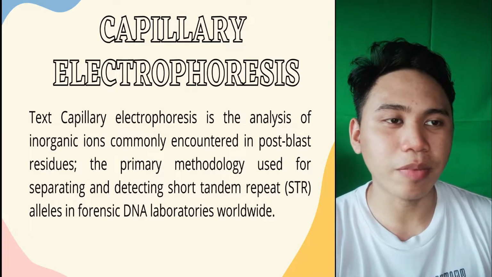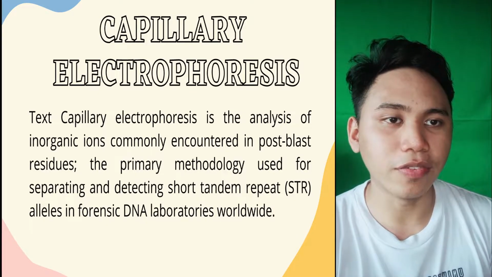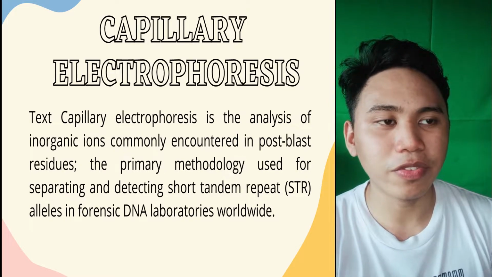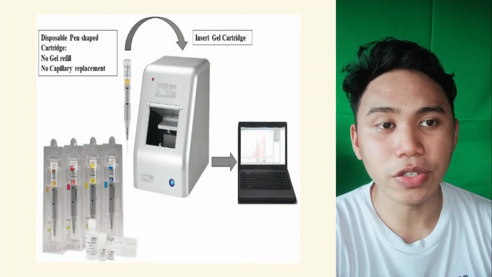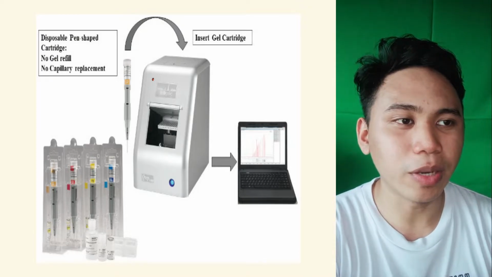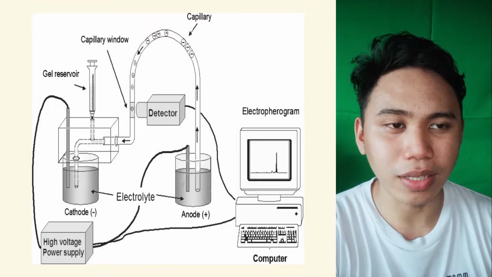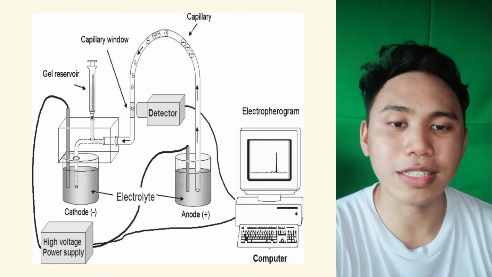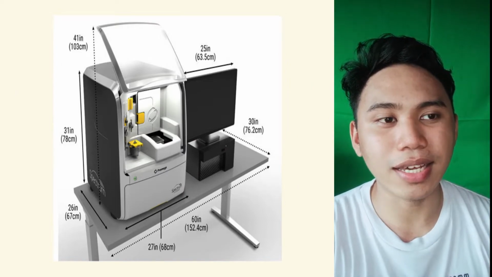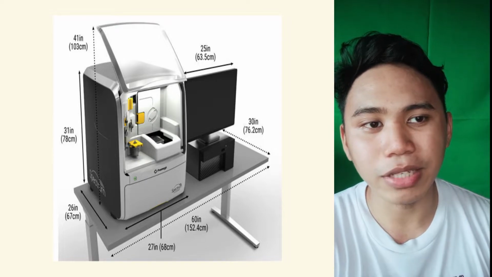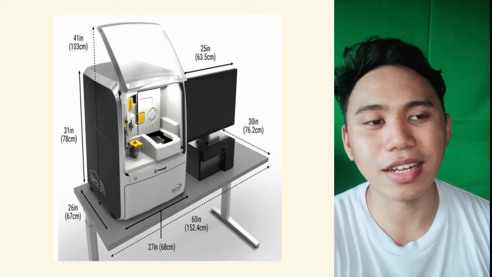Next method is capillary electrophoresis. It is a method of separating and identifying fragments of fluorescently labeled DNA by passing them through very thin polymer-filled capillaries. The use of capillaries instead of a conventional slab gel makes it possible to apply a much stronger electric field, resulting in faster separation and higher throughput. It is also used in science laboratories for the analysis of inorganic ions commonly encountered in post-blast residues.